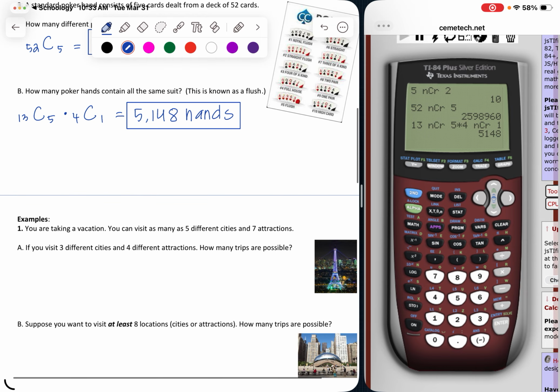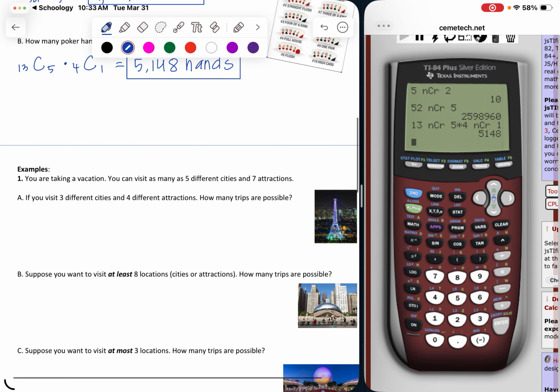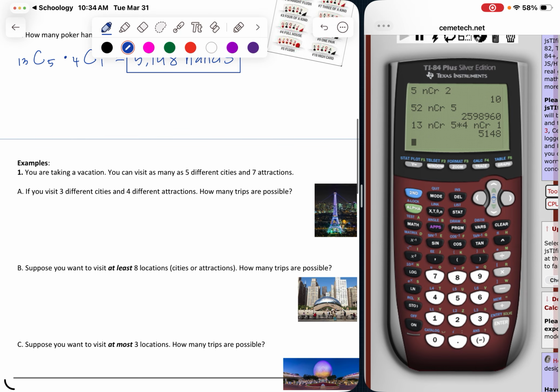Okay, so I already said this, but I'm going to say it again. When you see and, you are going to multiply. Or if you're going to say it in a sentence and you use the word and, you're going to multiply. And when you see the word or, you hear the word or, you are going to add your probabilities. Okay? All right, so here's an example.